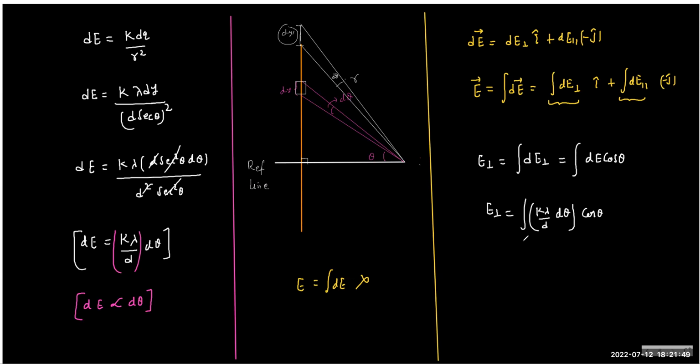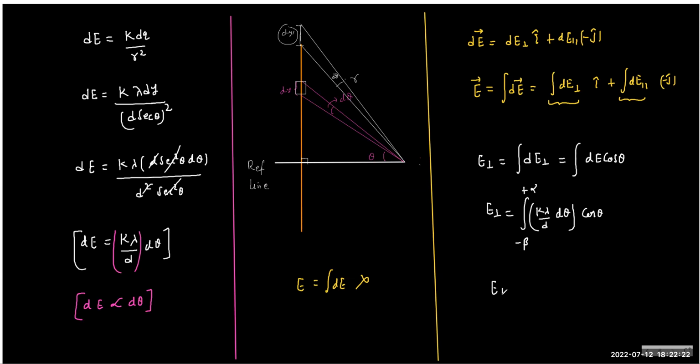Now what about the limit? Theta must vary to cover the entire rod, and you can see the reference line is the perpendicular and theta is on both sides of the line, which means you need to turn clockwise also and anti-clockwise also, in order to capture minus beta and alpha, in order to capture the entire rod. So definitely the angle must be taken from minus beta to plus alpha.